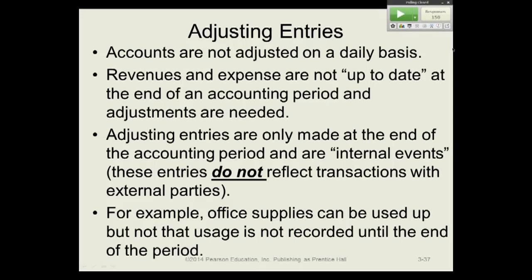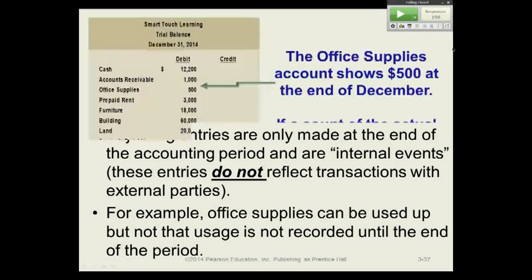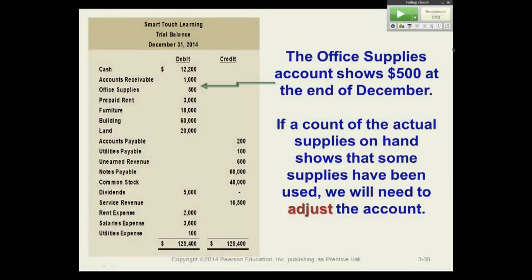Therefore, write this down 1,000 times. Adjusting entries do not involve cash. So if you're taking the exam and you see an adjusting entry and you select the choice where there's cash, it's wrong. You might as well just forget it. It's wrong. There's no cash involved. There's no external transaction.